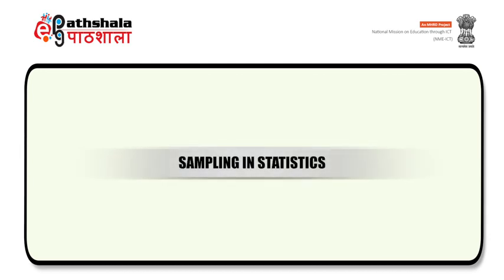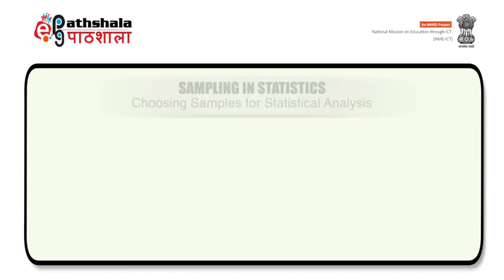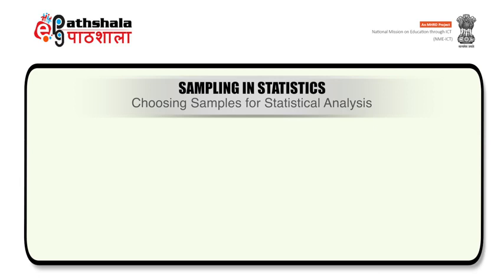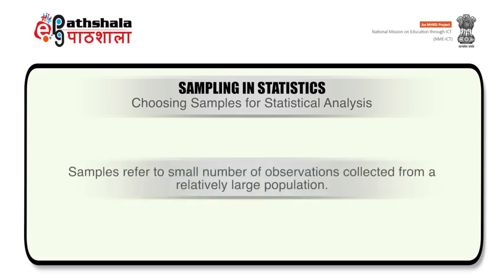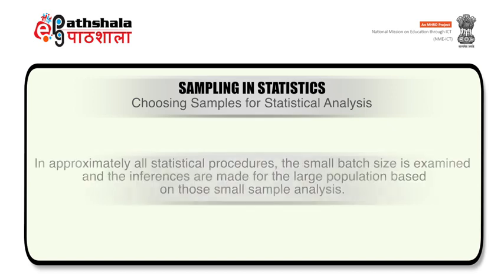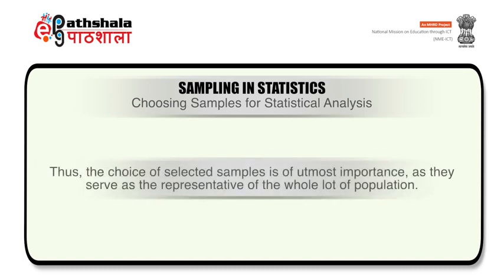Now we move on to the fourth learning objective, that is sampling in statistics. Under sampling in statistics, first we will discuss choosing samples for statistical analysis. Samples refer to a small number of observations collected from a relatively large population. In approximately all statistical procedures, a small batch is examined and the inferences are made for the large population based on that small sample analysis. Thus, the choice of selected samples is of utmost importance as they serve as the representative of the whole lot of population.